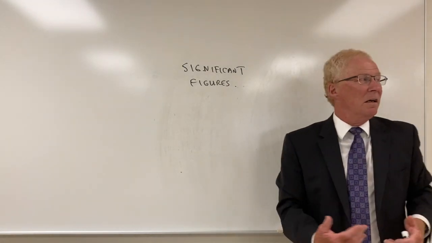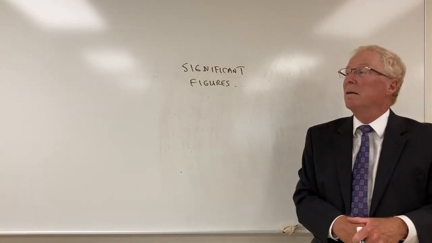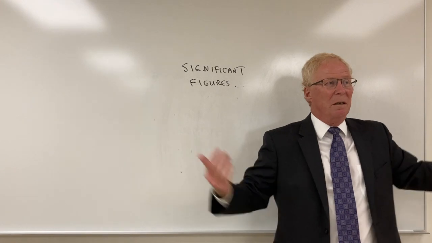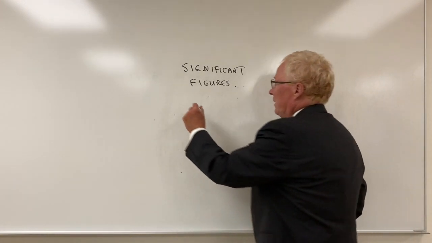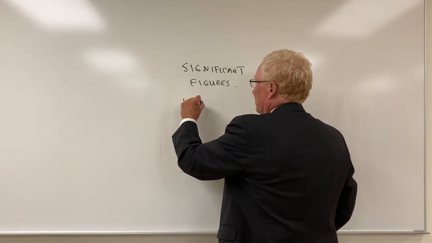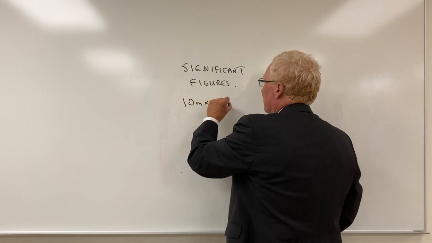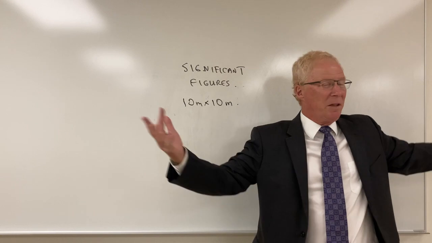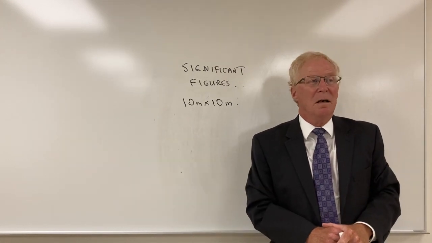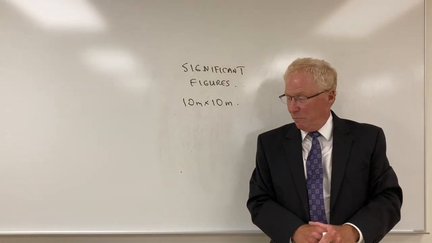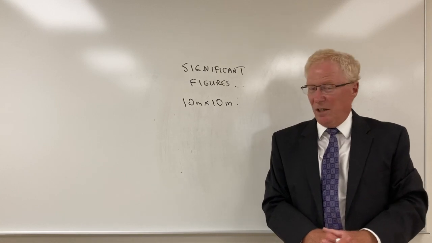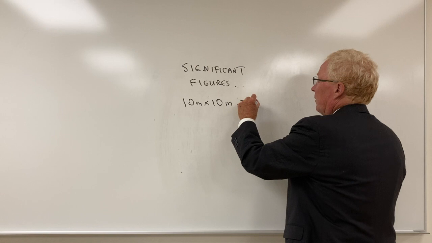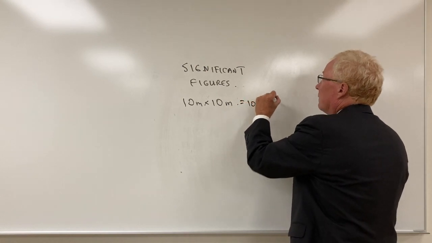To give you an idea, the classroom I'm in is approximately 10 meters by 10 meters. All right? About, I would guess, 30 feet by 30 feet. If I was to just estimate the size of the room, that would be good enough. So that would be 100 meters squared, right?